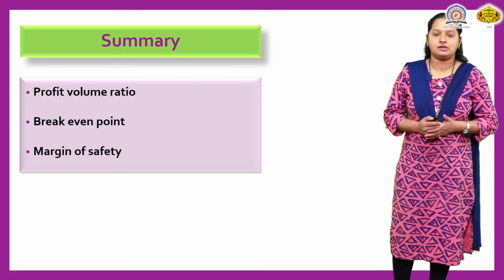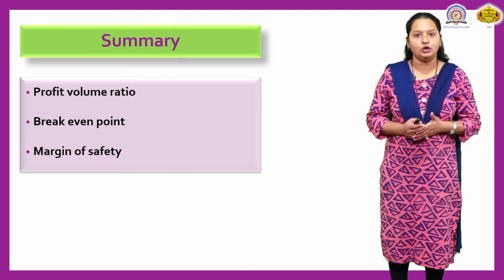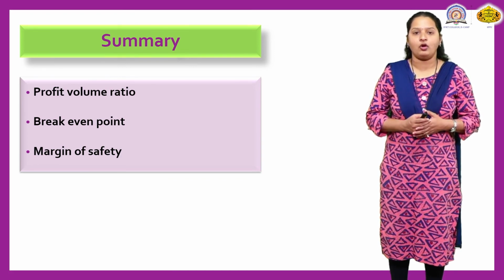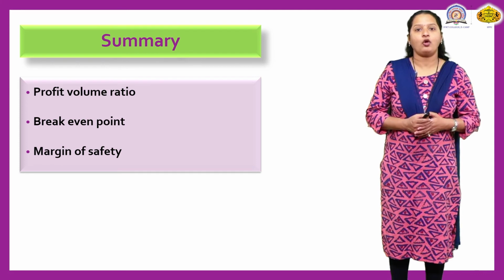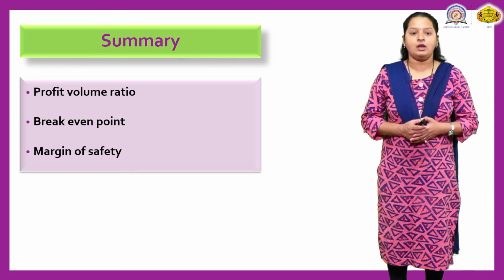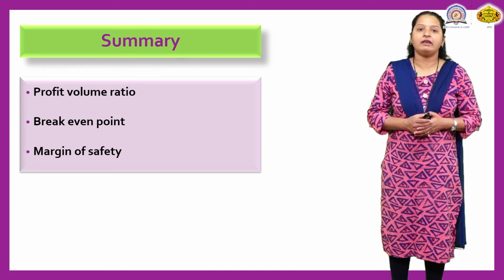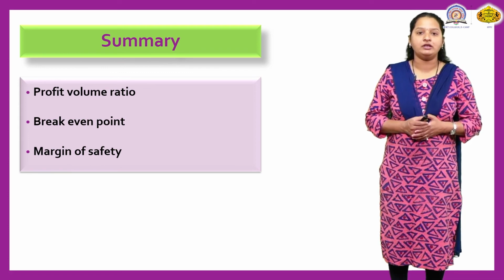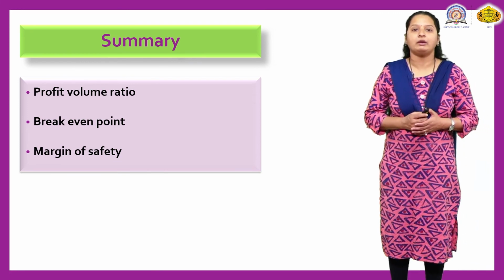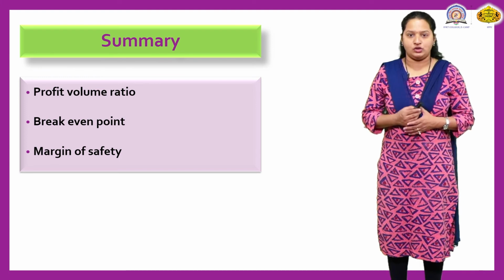In today's session, we have learned about three concepts. First, profit volume ratio, which denotes the profitability position of the organization by using the contribution to the total volume of production. Secondly, we have studied the break-even point, which is the point where total cost is equal to total revenue. That means this is the point where there is no profit, no loss.